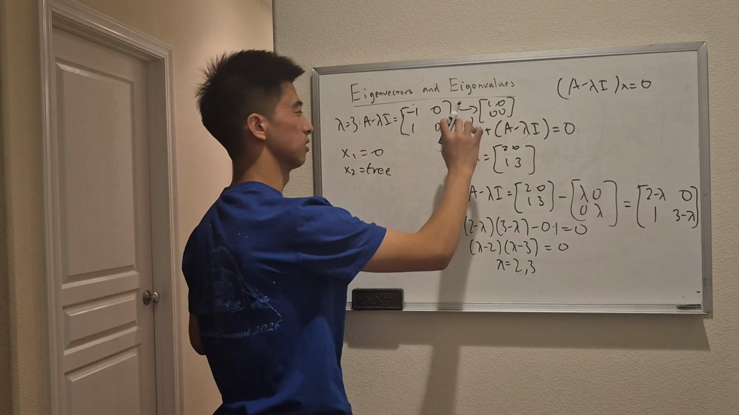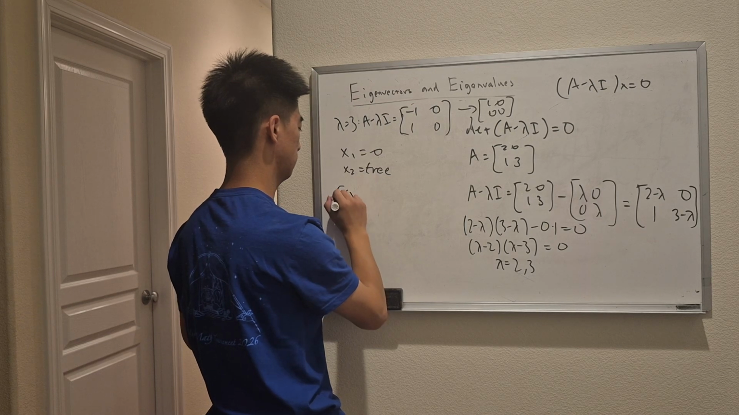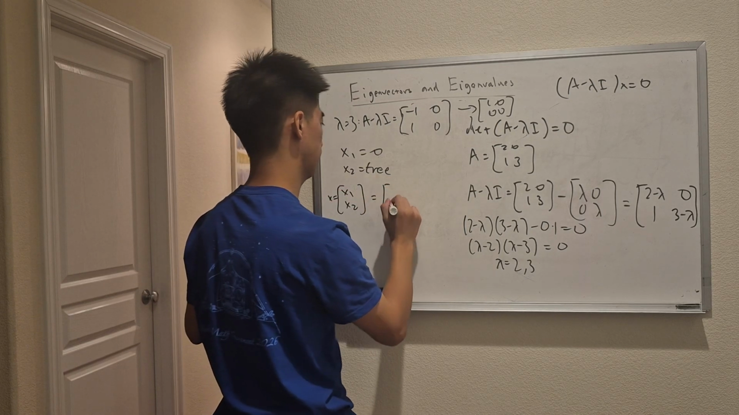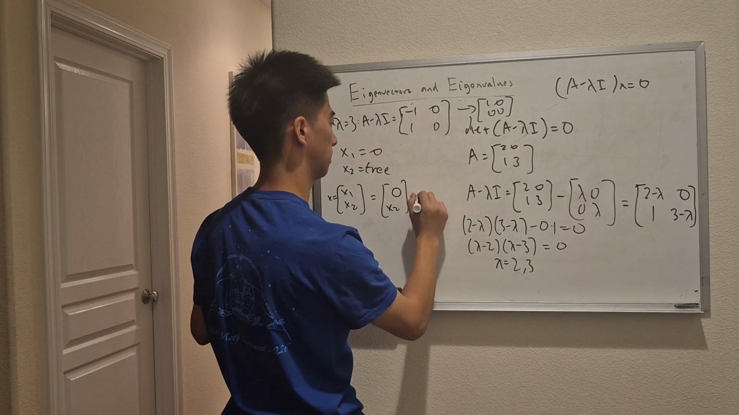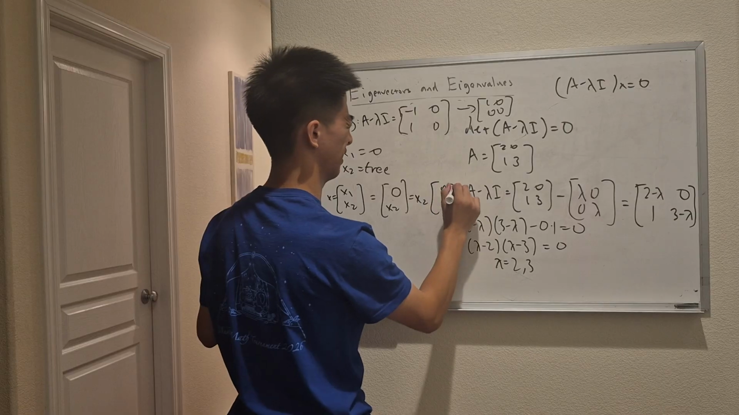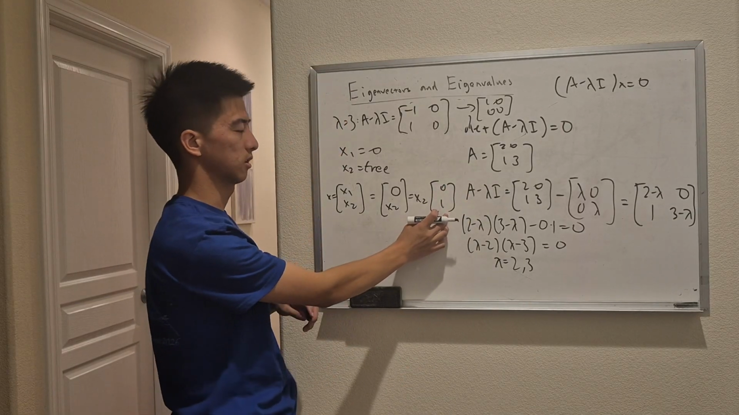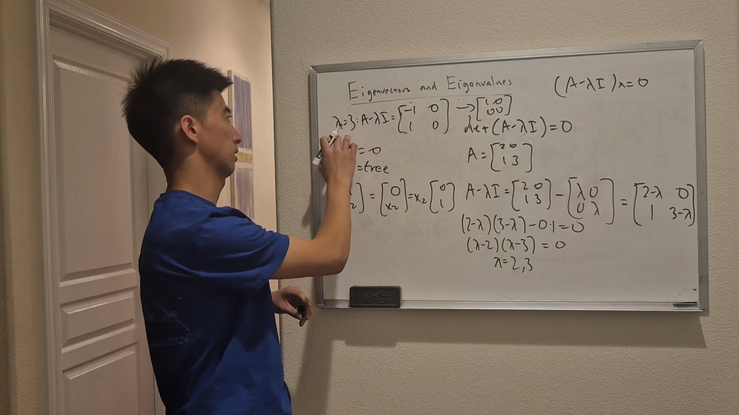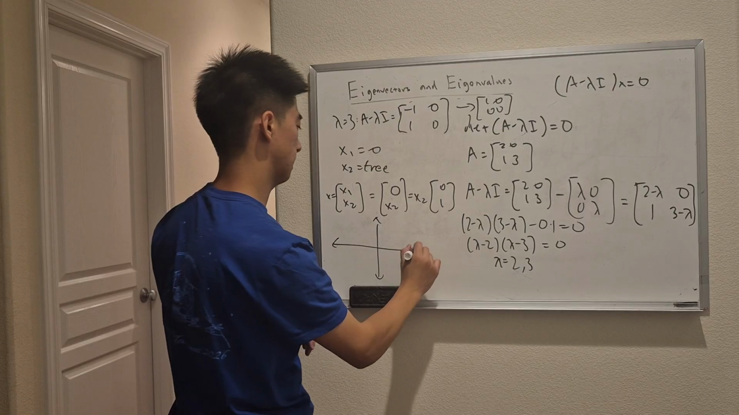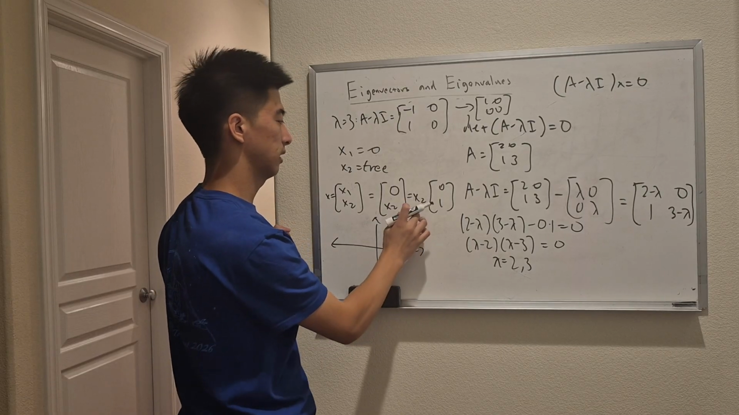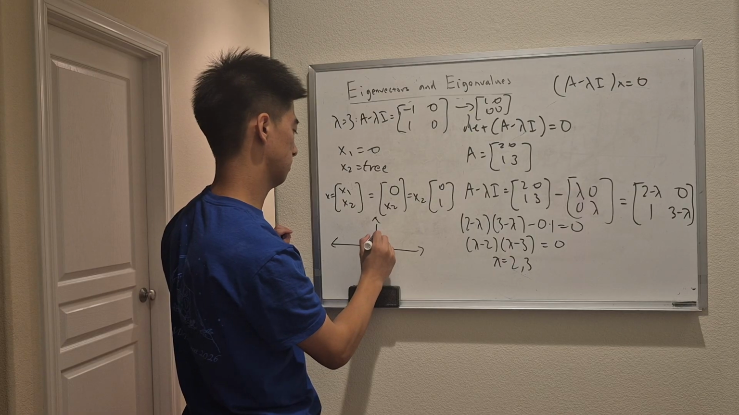And so what to do with that, we say that our vector x1, x2 is 0 and then x2. Factor out the x2, we get 0 and 1. So now we have 0, 1 is our basis for all the eigenvectors corresponding to lambda equals 3. So graphing this, if we graph 0 and then 1, it looks like this.